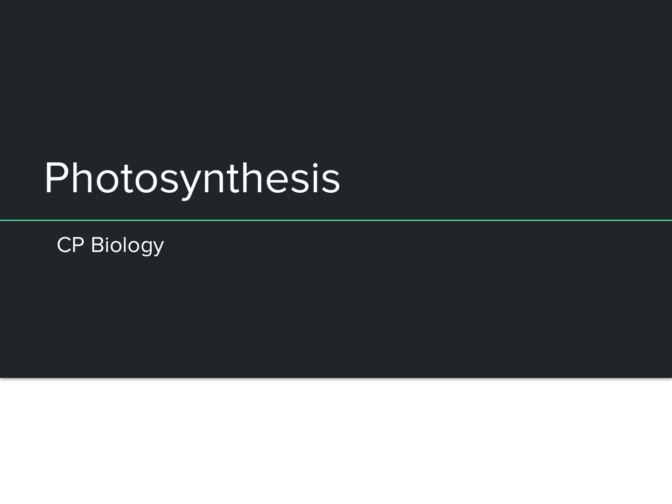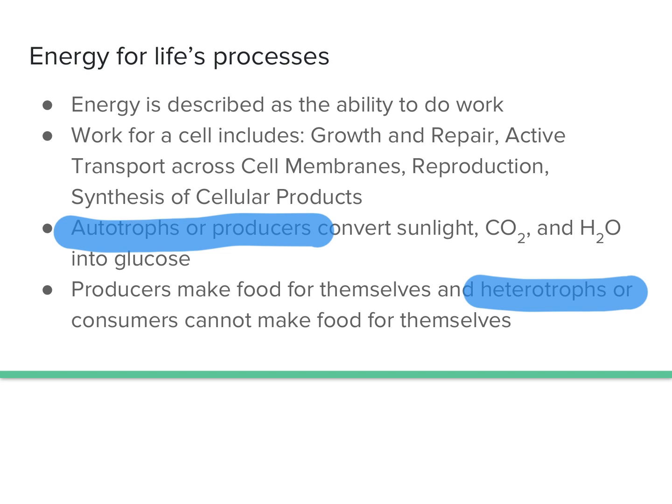All right, we are going on to photosynthesis for our next unit, Unit 5. We've already talked about energy and cellular respiration. Energy, just to give you a little more of a definition, is the ability to do work. For a cell, we use energy to grow and repair, to transport things across the membrane, to make cellular products, and for reproduction.